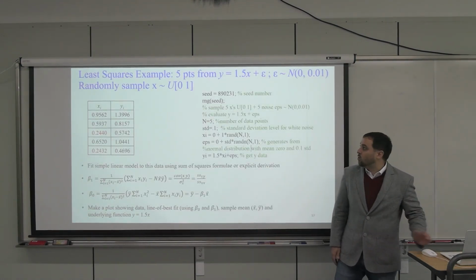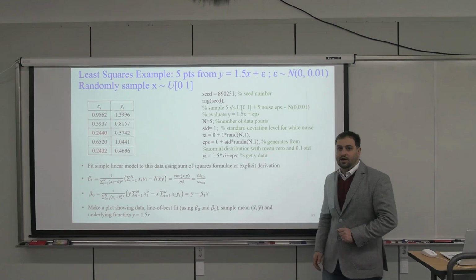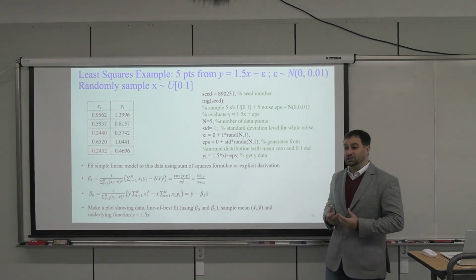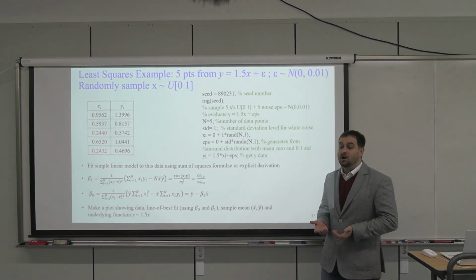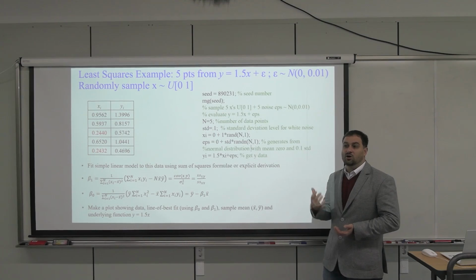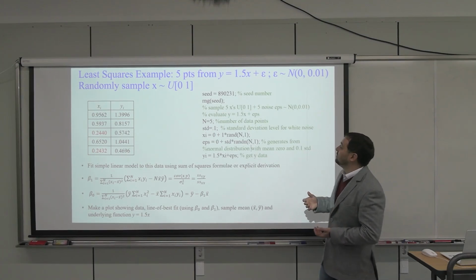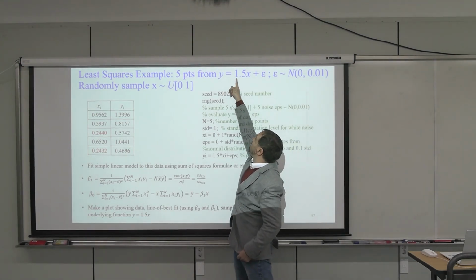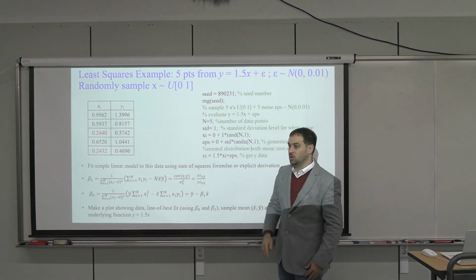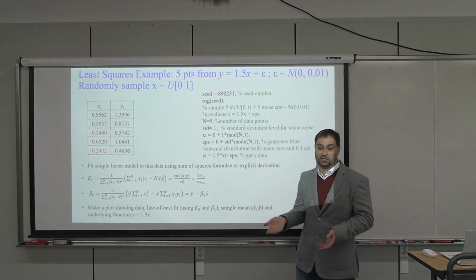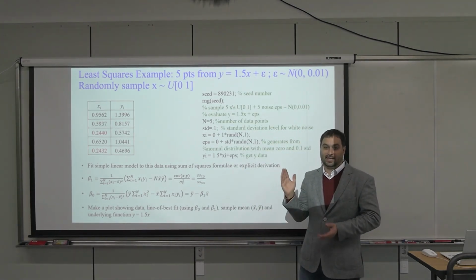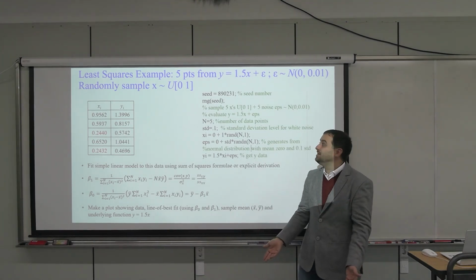And so we're going to use what's called a generated data set. We're going to use a known functional form. And so in this case, we're going to do y equals 1.5 times x. So the underlying function, okay, is a linear fit.